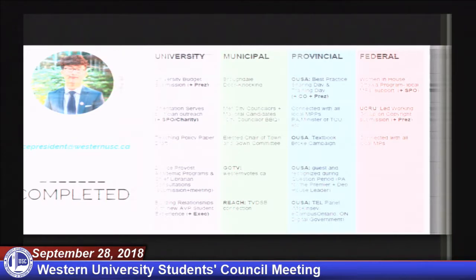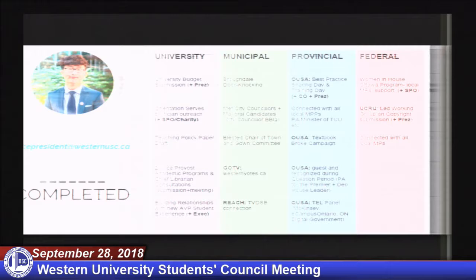Through OUSA as well, I was able to go to Queen's Park and attend as a guest to the parliamentary assistant to the premier as well as the deputy house leader, and that was good because it recognized student leaders and the work that we were doing, and we were recognized publicly. And I was also on a panel with a senior partner at McKinsey as well as eCampus Ontario and the Ontario Digital Government around technology-enabled learning, talking about why it's important to prepare students to go out into the workforce through technology and innovation.